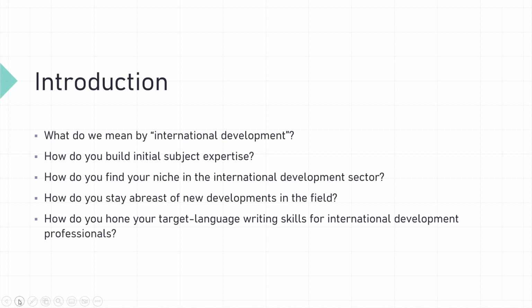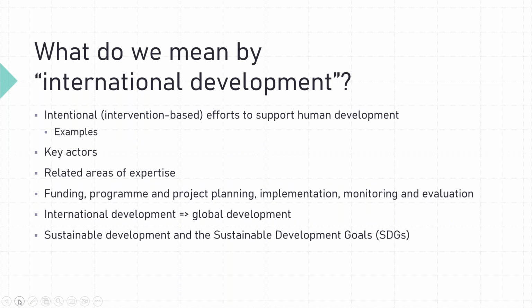So to begin, what do we mean by the term international development? I guess as translators, we should always define our terms. It's a term that emerged in the 20th century, and it tends to refer to interventions by rich, developed countries, and I use those terms slightly in inverted commas, mainly in Europe and North America, what we might now refer to as the global north.